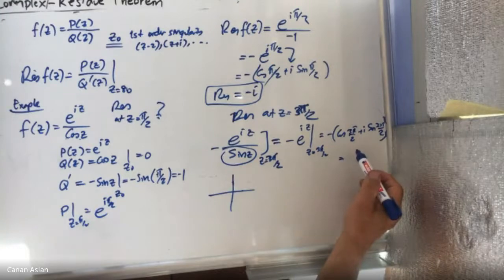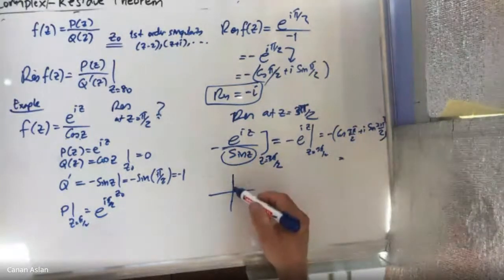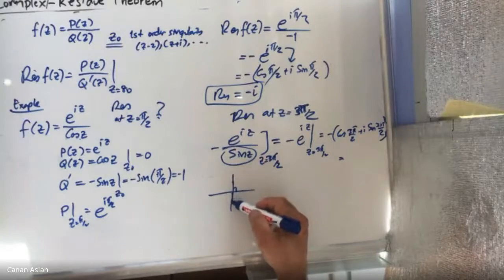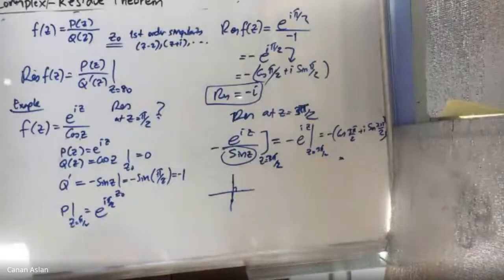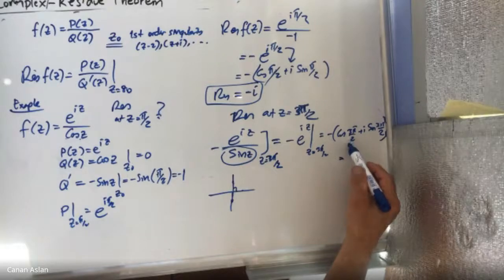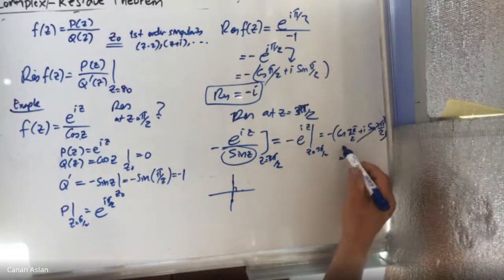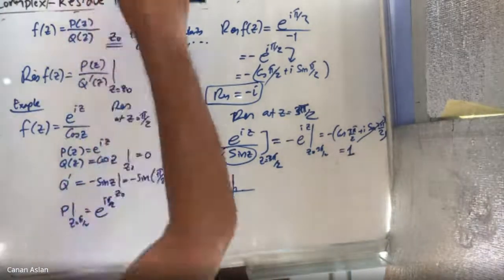Okay, sine 3 pi over 2. So this is pi over 2, 3 pi over 2 here. Cosine gives you 1 with a minus sign, but this sine gives you 0, so that this is just 1. There is also another minus sign there, so the result is going to be 1, basically.